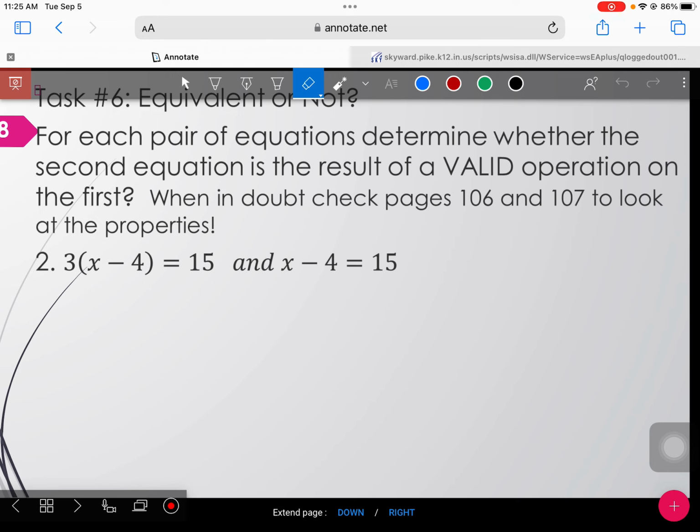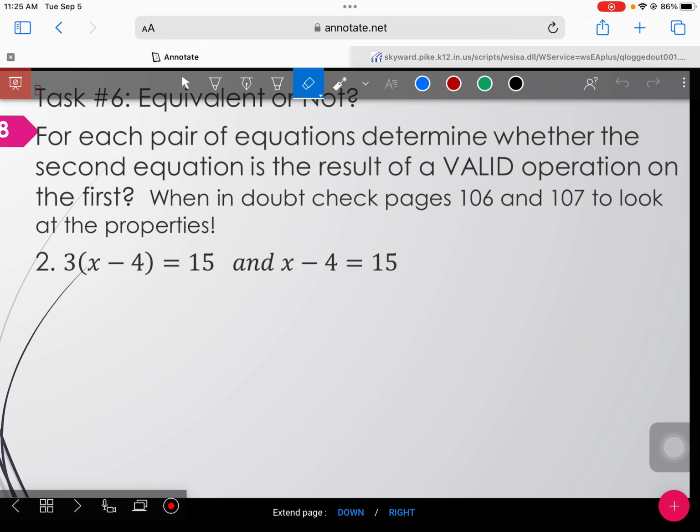Miss Needy, is this the kind of thing we might see on the test, maybe at the end of this chapter, where I have to determine if they are equivalent equations? Yes, it might be. Okay, so we need to make sure we are understanding what it is we can add, subtract, multiply, or divide to get to the second equation.